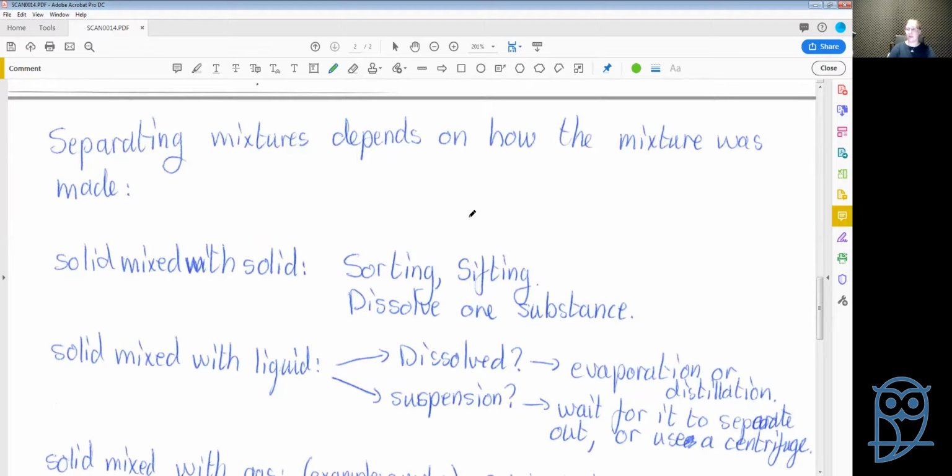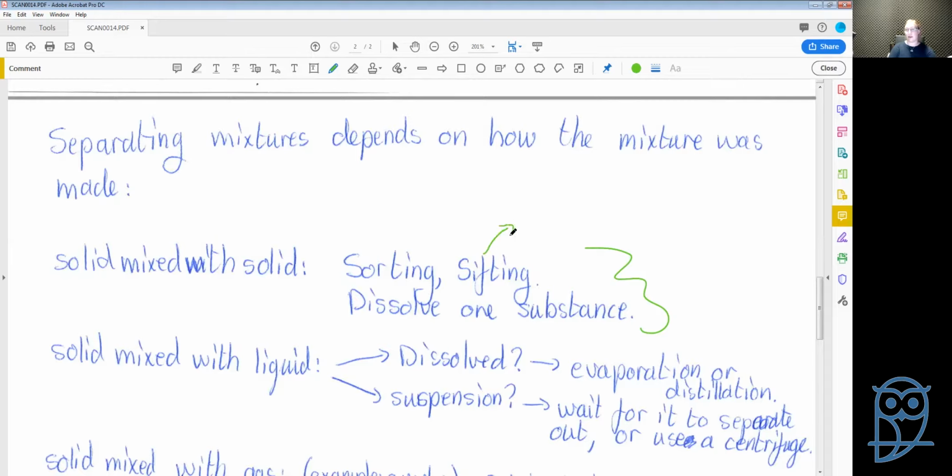If one of the substances is dissolvable, say we have a mixture of salt and sand lying in a pile there on the table, then we can dissolve this salt in order to get it out of the sand. So those are some ways that we can use in order to separate these mixtures.